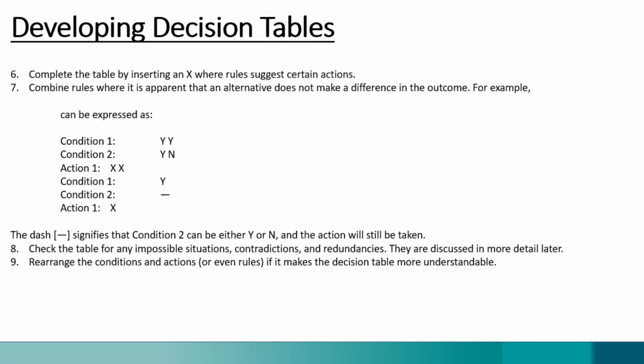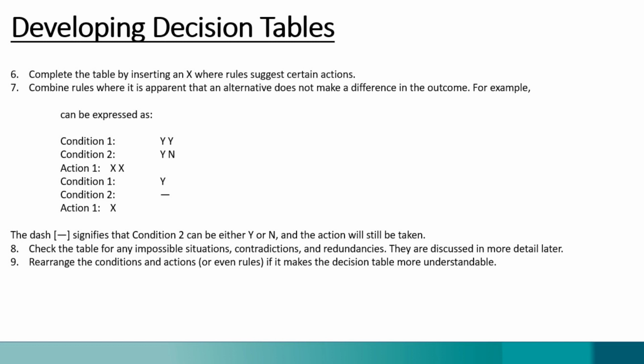For example, this can be expressed as Condition 1: y y; Condition 2: y n; Action 1: x x. Condition 1: y; Condition 2: -; Action 1: x. The dash signifies that Condition 2 can be either y or n, and the action will still be taken. 8. Check the table for any impossible situations, contradictions, and redundancies. They are discussed in more detail later.